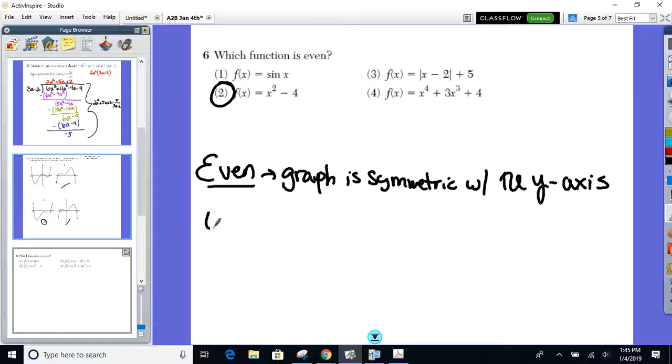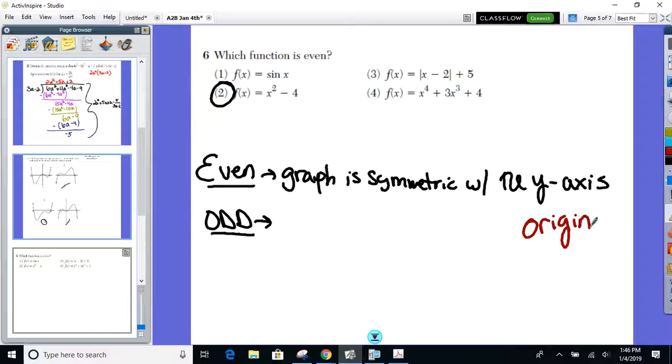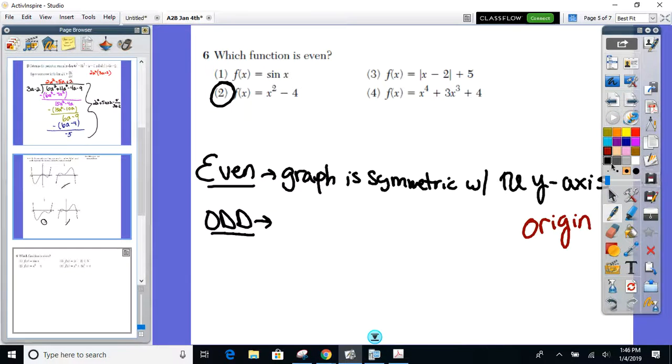How do I know if it's odd? Because it could be even or odd. Symmetric with the origin. With the origin, not the x-axis, the origin. And I'll show you what I mean here when you guys just copy that down. I'll show you a graph.